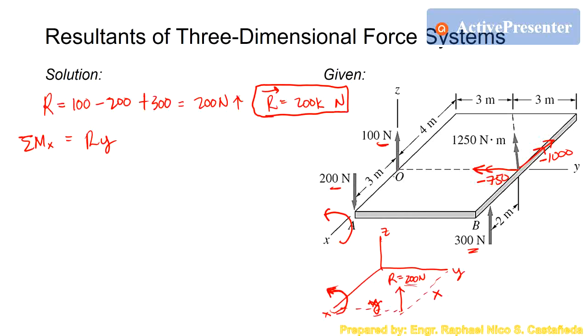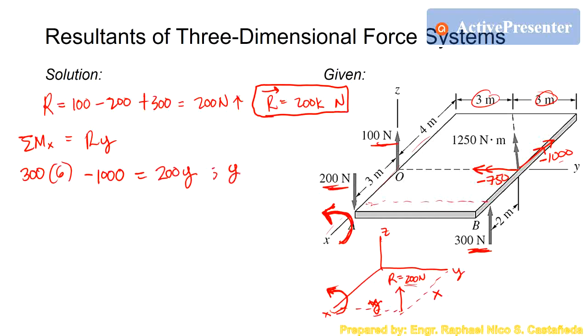If we check the original figure, the 200 and 100 newton forces are passing through the x-axis, so they are not included in the solution. What will be included is the 300 newtons. We have 300 newtons positive because it is the same direction of rotation about the x-axis, which will rotate the x-axis in this direction. The distance from the 300 newtons to the x-axis is 6 meters. Then the other one is the couple, 1000 newton meter, equals R, which is 200, times Y. So we will get the value of Y.